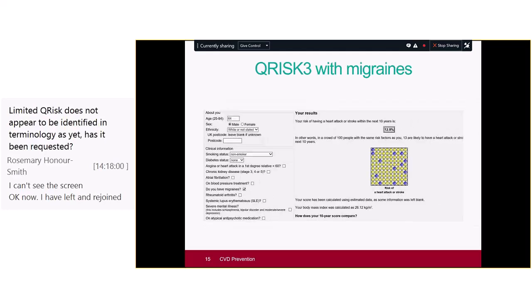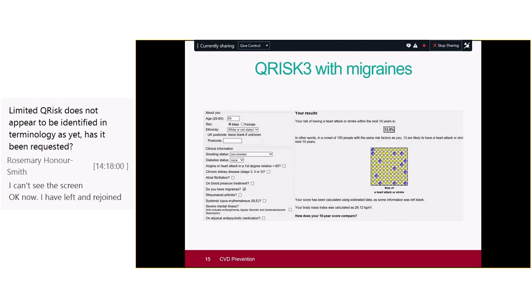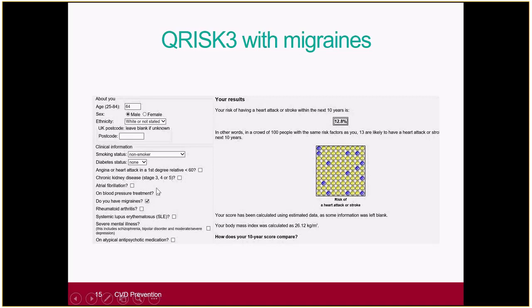This person, let's go back to QRISK3, so back to the 11.6, and now let's see what happens if we add in migraines. So this is one of the new variables, and you can see on the left that I've ticked that this chap's got migraines, and it's changed his risk to 12.8. So again, this hasn't changed his pathway. If this was a patient sitting in general practice, this won't make a difference to what somebody does with him. And again, if it's a patient sitting out in a pharmacy or in a community program, this wouldn't make a difference in the pathway.